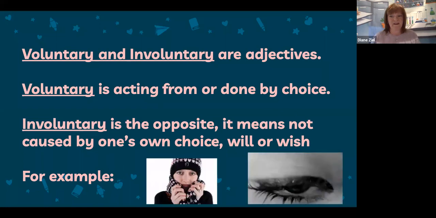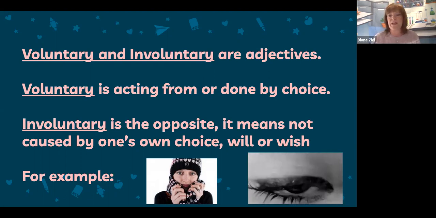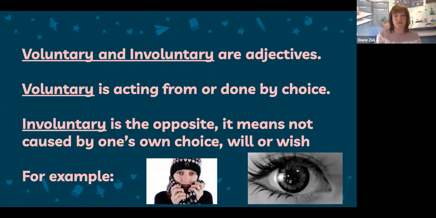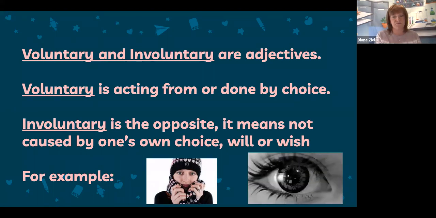But if there was dust or something in the air that got into your eye, an involuntary reaction to protect your eye would be blinking. Lots of times, and most of the time, you do not even think about blinking. It's an involuntary reaction that your body does in order to protect the eye and keep it safe from debris or injury. So blinking is an involuntary action and putting on your hat and scarf is a voluntary action.